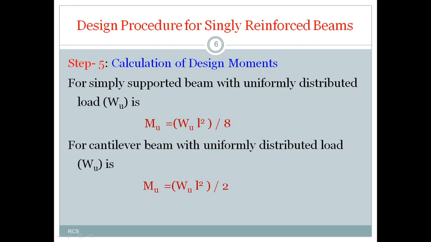Similarly, we have a cantilever beam with uniformly distributed load. For that we can calculate Mu equal to WL square by 2. Generally, for a cantilever beam, one end is fixed and the other end is free. When the beam is subjected to UDL over it, the maximum bending moment will occur at the free end. That bending moment will be WL square by 2. Like that we can calculate.